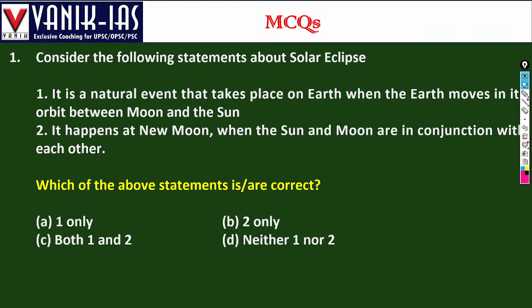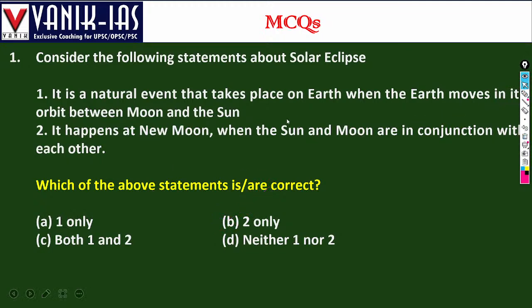Fine. It happens at new moon days. So normally this is okay. It happens on the new moon days. Solar eclipse occurs on the new moon days, and lunar eclipse occurs on the full moon days. Fine. So that means only 2 is the right option. So here the answer is B. So right option is 2 only. This is the right option. Fine. Then moving to the next question.